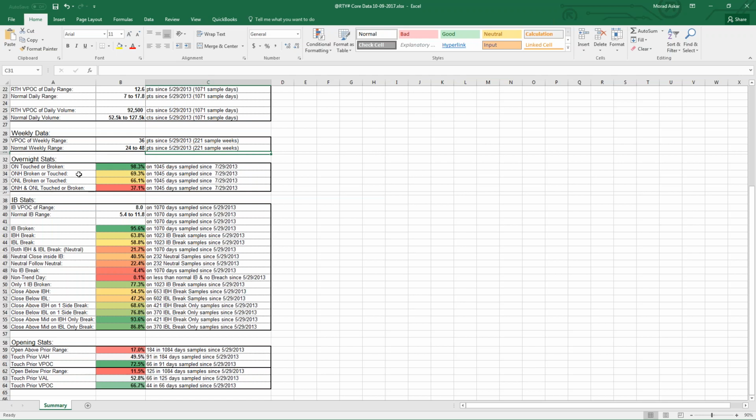How often does the Russell touch or break the overnight high or low, the Globex high or low, during the day session? And the answer, on 1,045 days where this happened, is 98.3%. So on 98.3% of all the days we tested, either the high or the low was touched or broken.